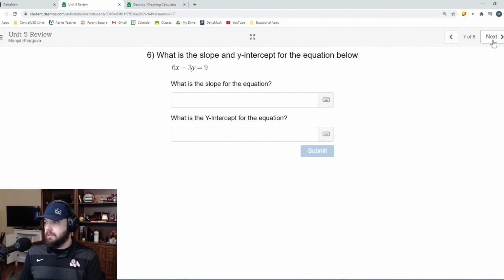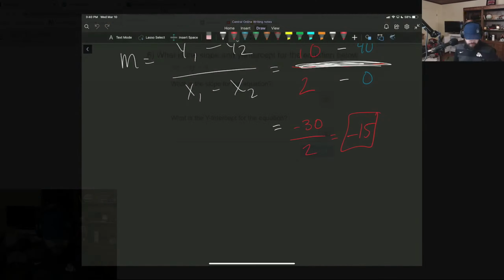Okay. All right, so we're given a standard form equation now. What is the slope and y-intercept of the equation below? We have 6x minus 3y equals 9. So what is the slope of the equation? There are two ways we could have done this. We can solve this manually, and we're going to do that. I'm going to do that algebraically.